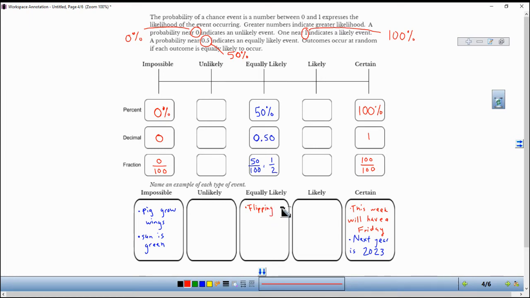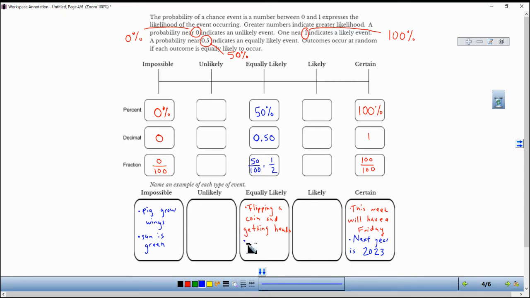Flipping a coin and getting heads. So that's a 50% chance of happening, because when you flip that coin, you're either going to land on heads or tails. One of the two. There's only two chances there. So it's a 50% chance that you're going to land on heads, 50% chance you're going to land on tails.